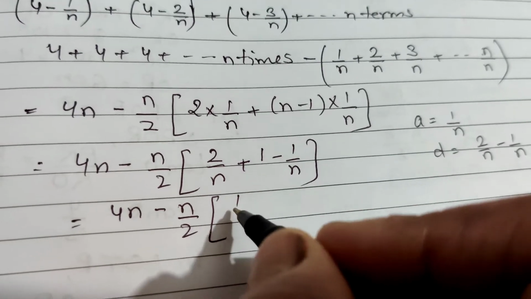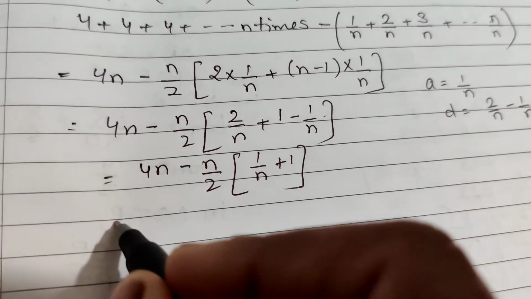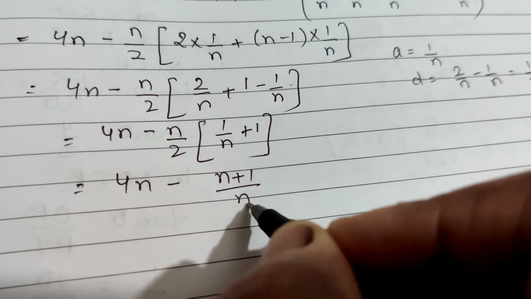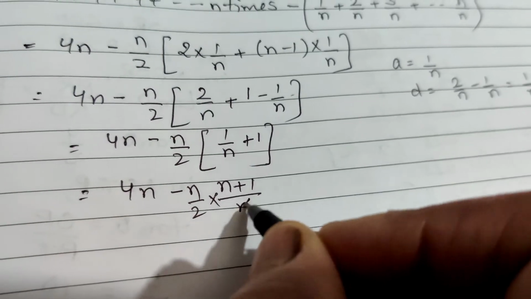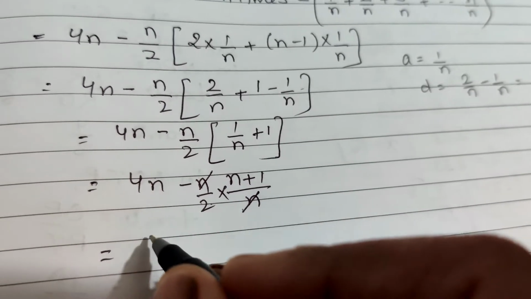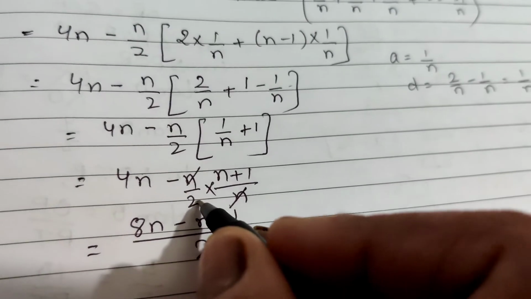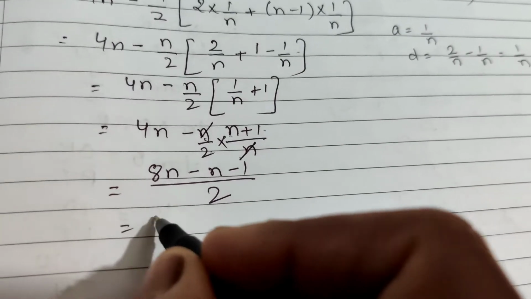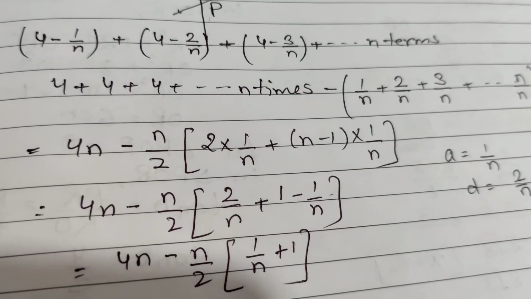This is equal to 1 by n plus 1, 2 by n minus 1 by n, 1 by n. Multiply n plus 1 by n. This is the n multiplied by n by 2. So we get n plus 1 by 2. Now subtract: 2 into 4, 8n minus n minus 1 by 2. So we get 7n minus 1 by 2. This is the sum of the series.